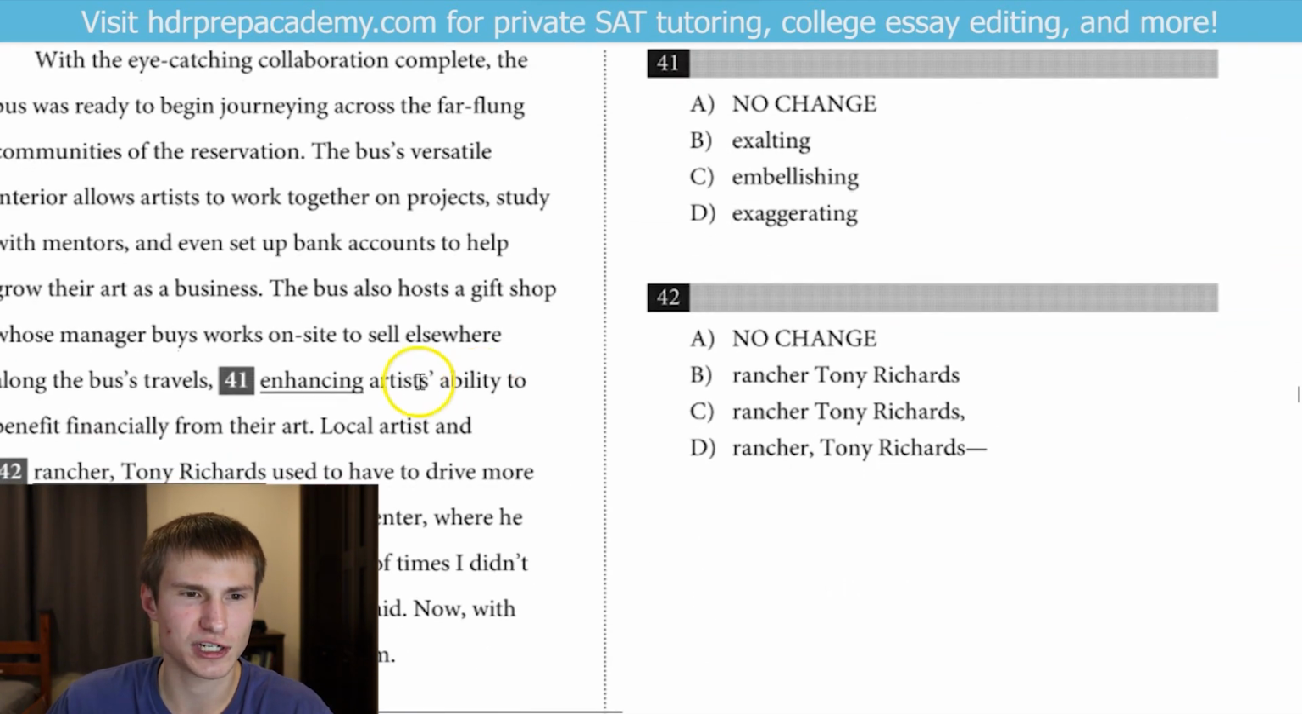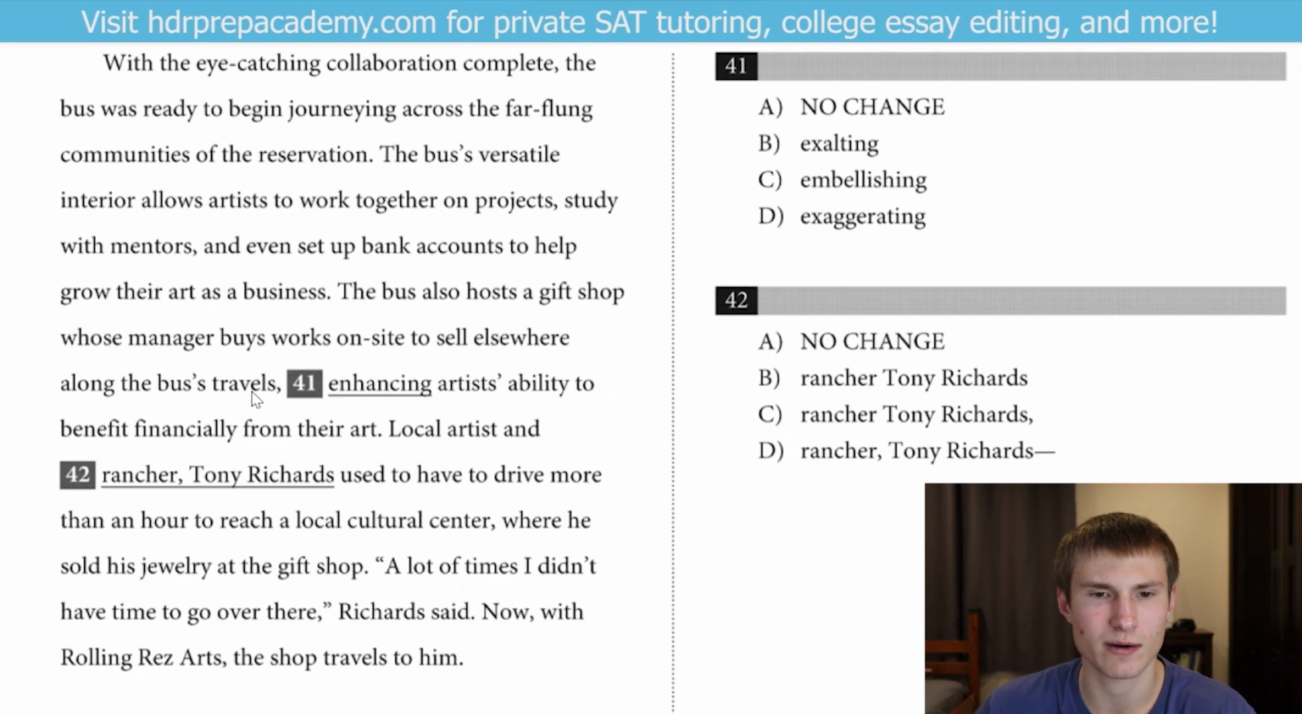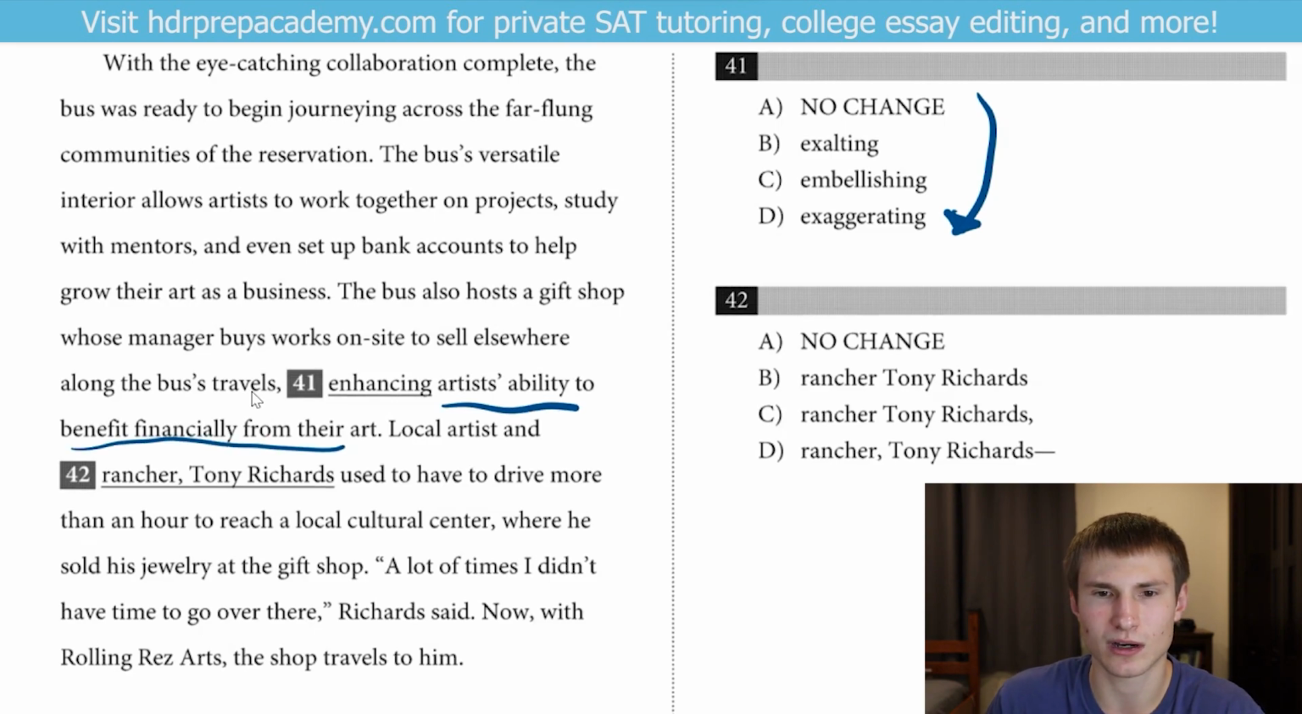With the eye-catching collaboration complete, the bus was ready to begin journeying across the far-flung communities of the reservation. The bus's versatile interior allows artists to work together on projects, study with mentors, and even set up bank accounts to help grow their art as a business. The bus also hosts a gift shop whose manager buys work on site to sell elsewhere along the bus's travel. Then we have enhancing versus exalting, embellishing, and exaggerating. In this case, we have artists' ability to benefit financially from their art. By being able to sell art elsewhere, that's enhancing their ability to sell the art.